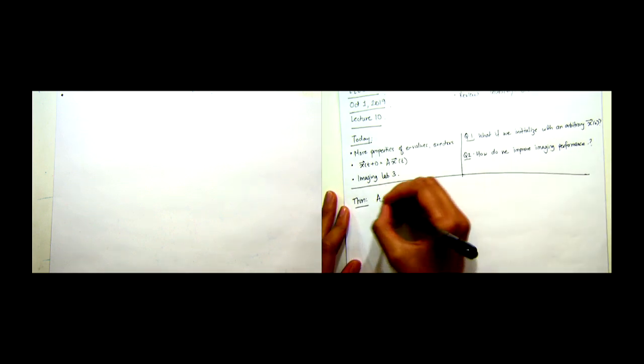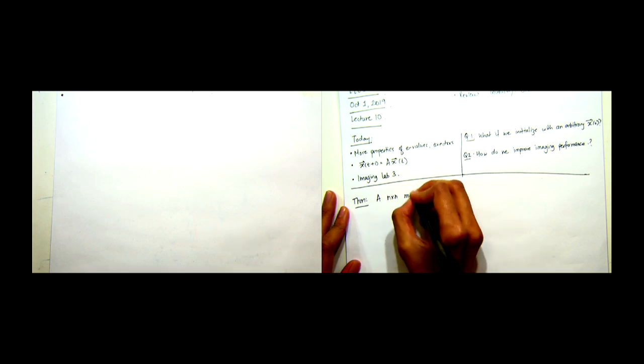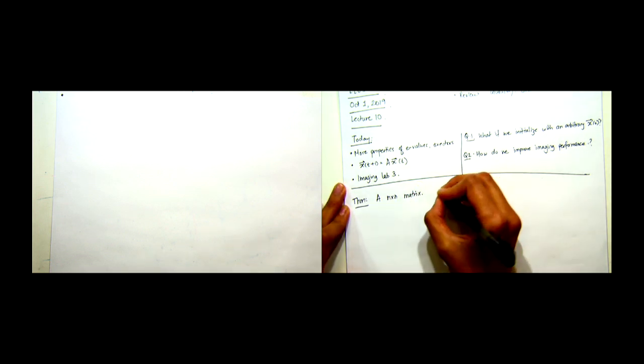To be able to answer these, we're going to rely on a key theorem, and that's how I want to start out. And the theorem that I want to talk about is the following. Let A be a square matrix, and let lambda 1, lambda 2, through lambda n be the eigenvalues of A.